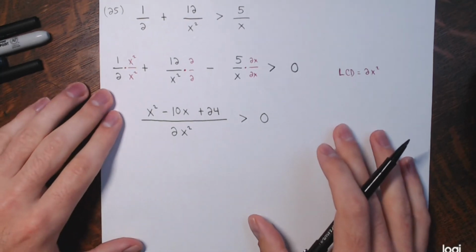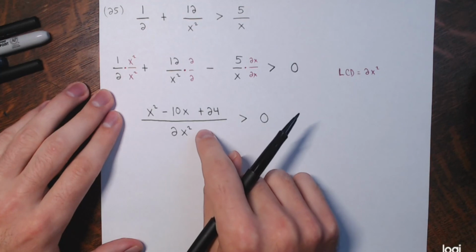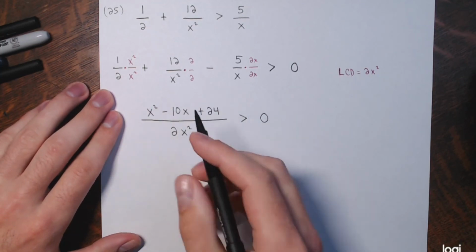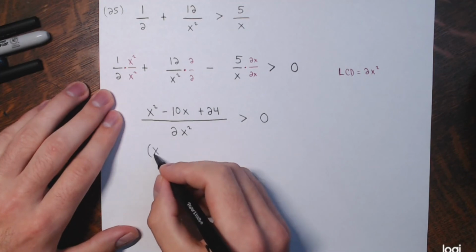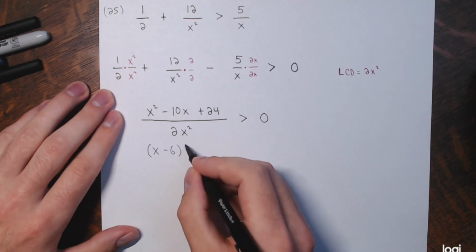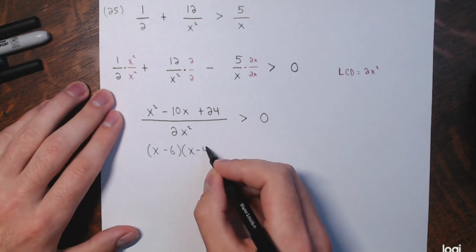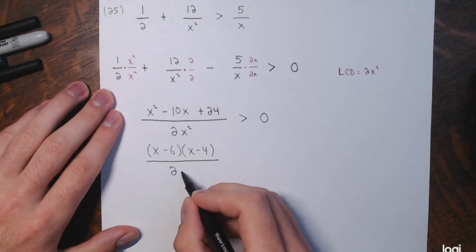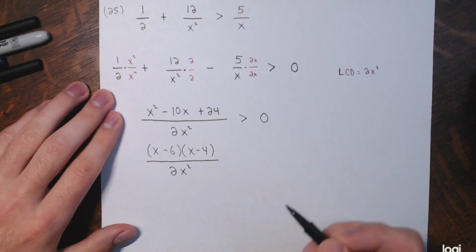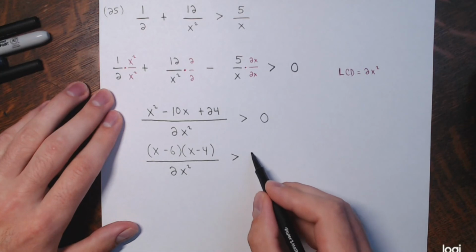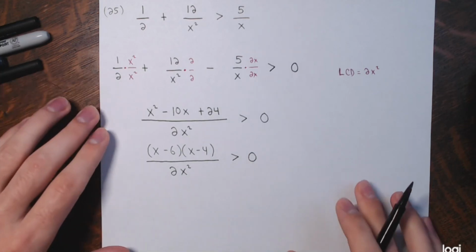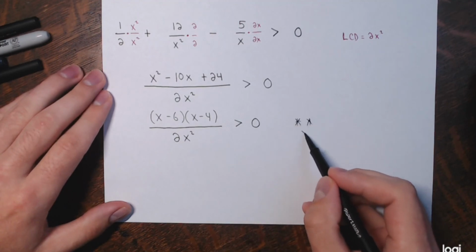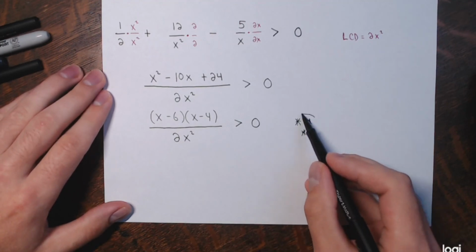And then, as I mentioned much earlier, once we get that single fraction, let's do some factoring. This numerator can factor. That's x minus 6 times x minus 4 in the numerator. And the denominator is 2 times x squared, I'll just leave it as x squared, is greater than 0. All right. And now that things are factored, this is what we're working with now. I'm working with this inequality right here.